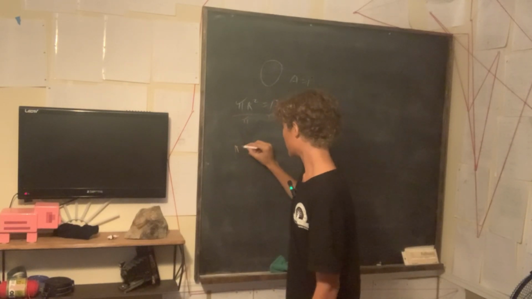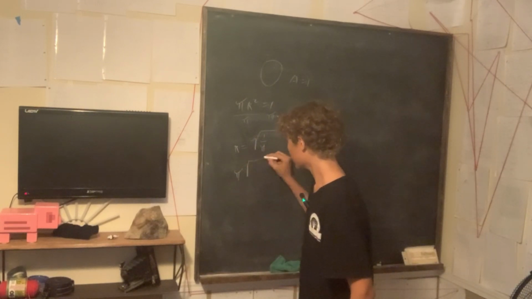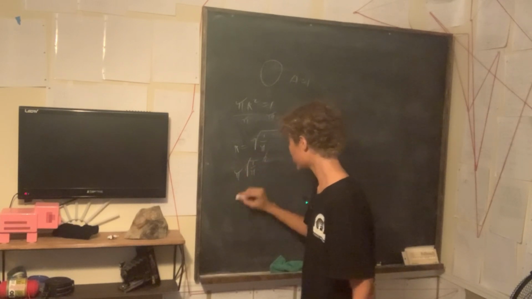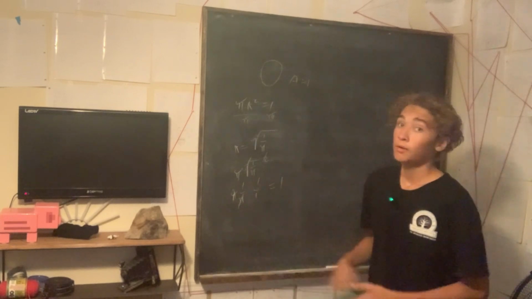So it is just r is equal to the square root of 1 over pi, and if that satisfies it, so pi times the square root of 1 over pi squared, the square root cancels out, so we have pi times 1 over pi, that cancels out, so we have 1 over 1, which is equal to 1. Pretty simple stuff right there.